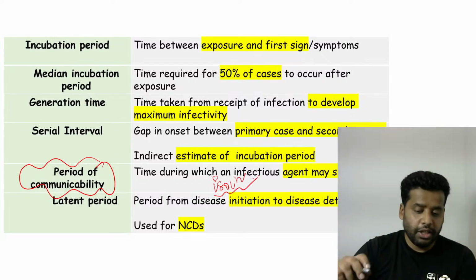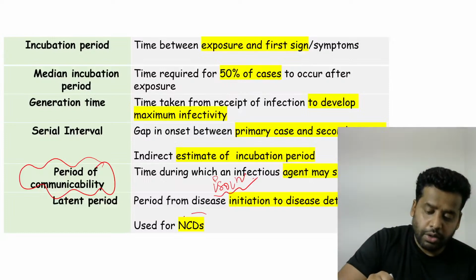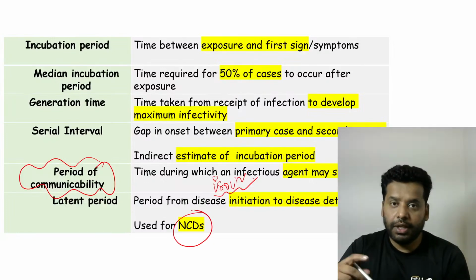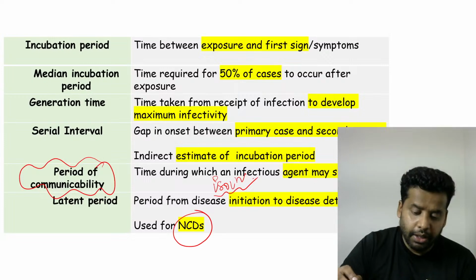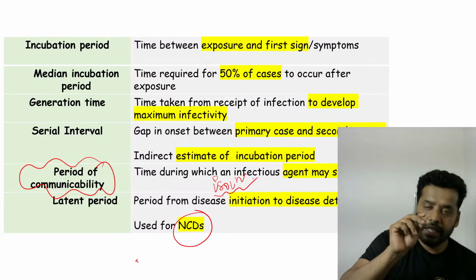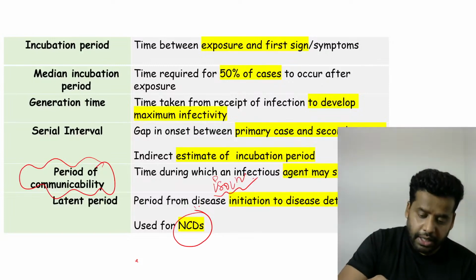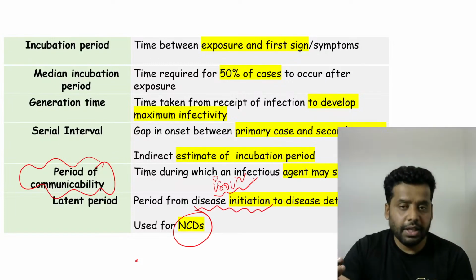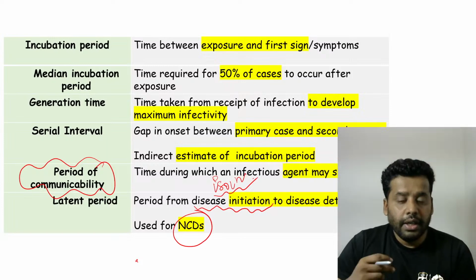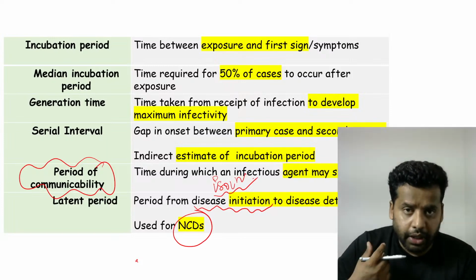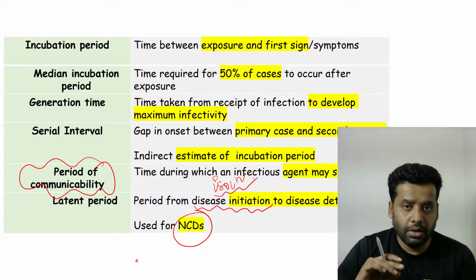What is latent period? Usually used for non-communicable diseases like diabetes, hypertension. For example, patient is having slight symptoms today, but he won't come to the hospital. Disease has started in the body. For example, cancer. He is having slight loss of appetite. Patient will not come to the hospital.